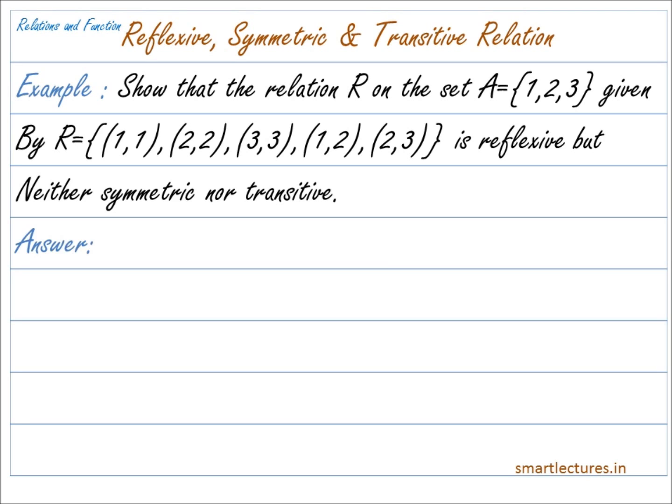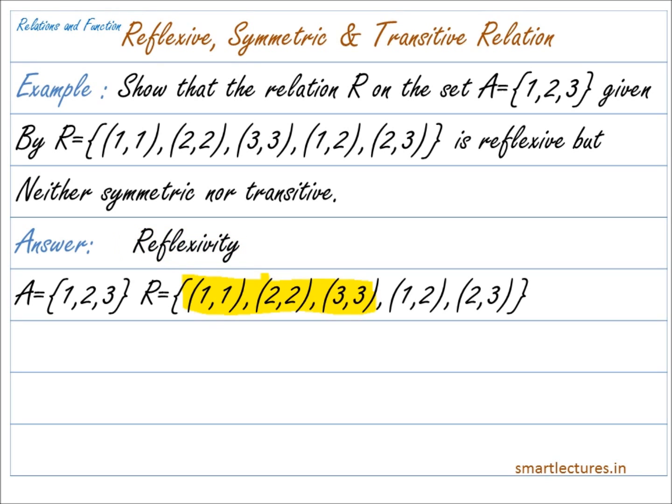Now let's first check whether this relation is reflexive or not. A relation is reflexive if every element in it is related to itself. It has three elements, 1, 2, 3. Let's see whether 1 is related to 1. So it's related. 2 is also related to 2. And 3, 3 is also related to 3. That means this is a reflexive relation.